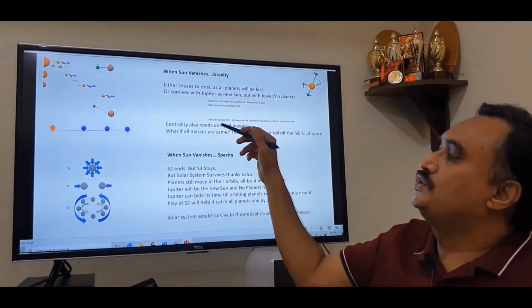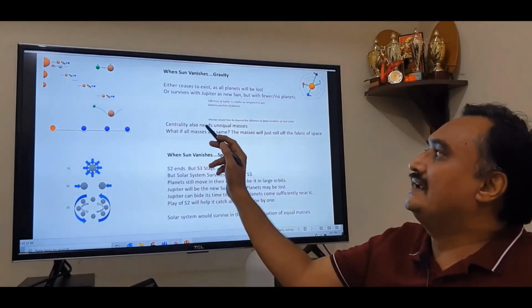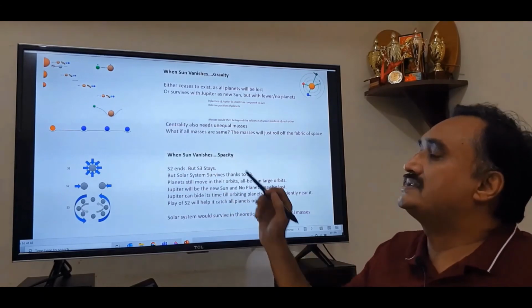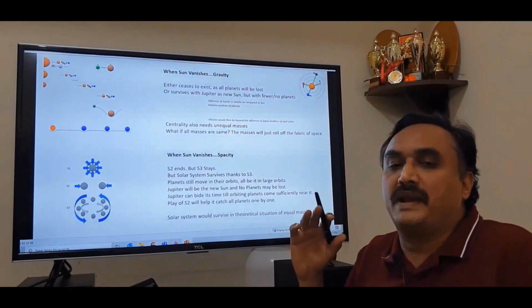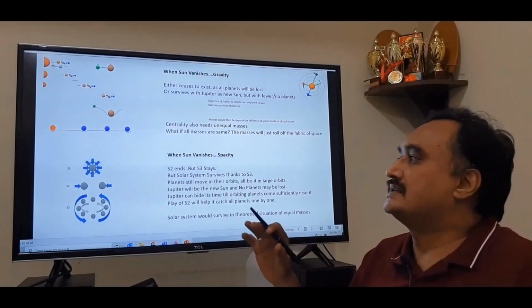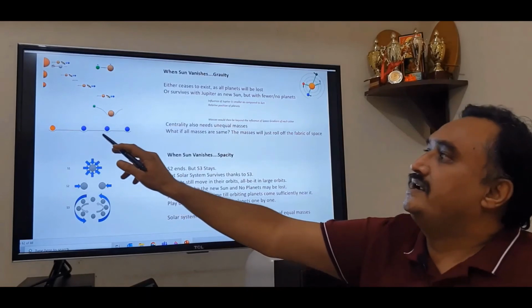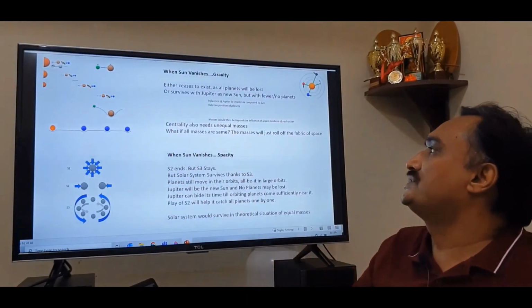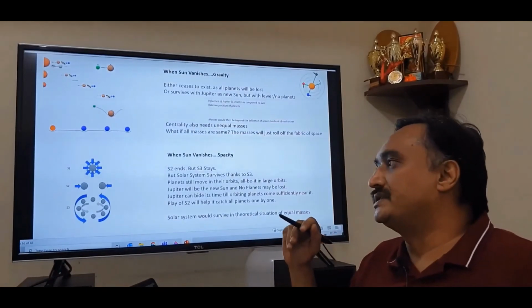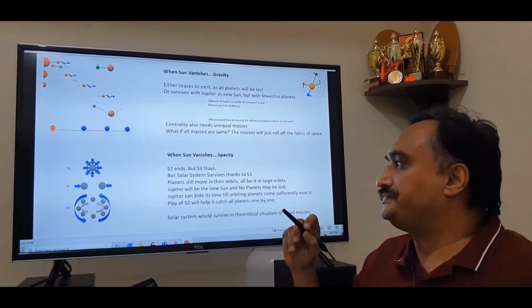And another issue with the classical model of universe was that centrality also needs unequal masses. In the sense, you cannot have a system wherein all the planets are of the same masses. If at all they are there, the space gradient will not be able to communicate to different masses and they would just roll off on the fabric of space. So let us see how spacity handles this situation.